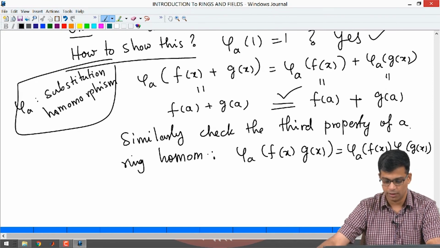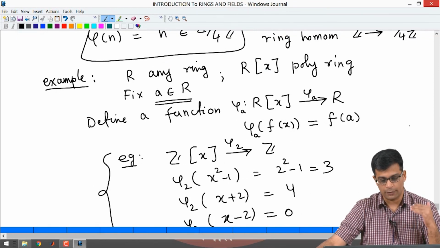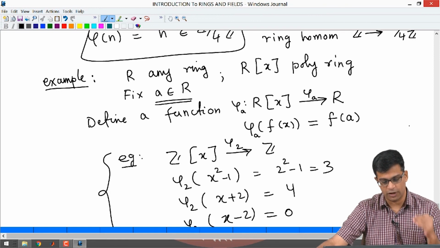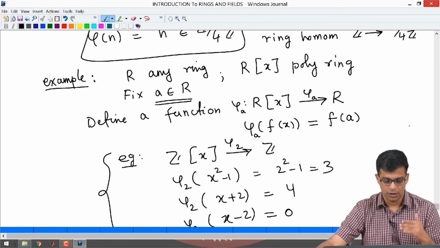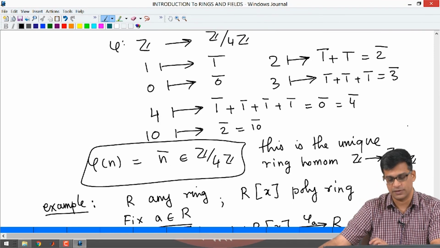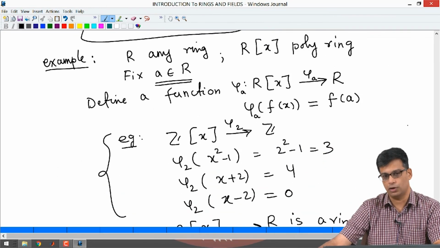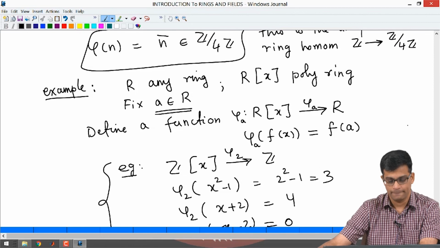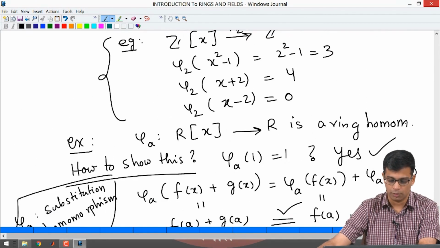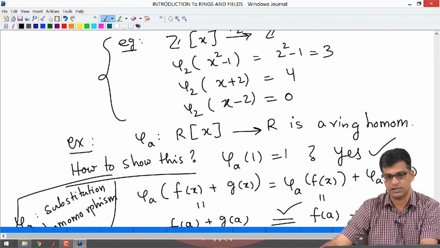So, this tells me that phi a is a ring homomorphism and we call this a substitution homomorphism. Some of the important examples of ring homomorphisms that we covered in this video after defining ring homomorphisms are, we showed that there is a unique ring homomorphism from Z to any ring R, and in particular there is a unique homomorphism from Z to Z, which is the identity homomorphism, and we also talked about the homomorphism from polynomial ring R[x] to R given by substituting a specific element.